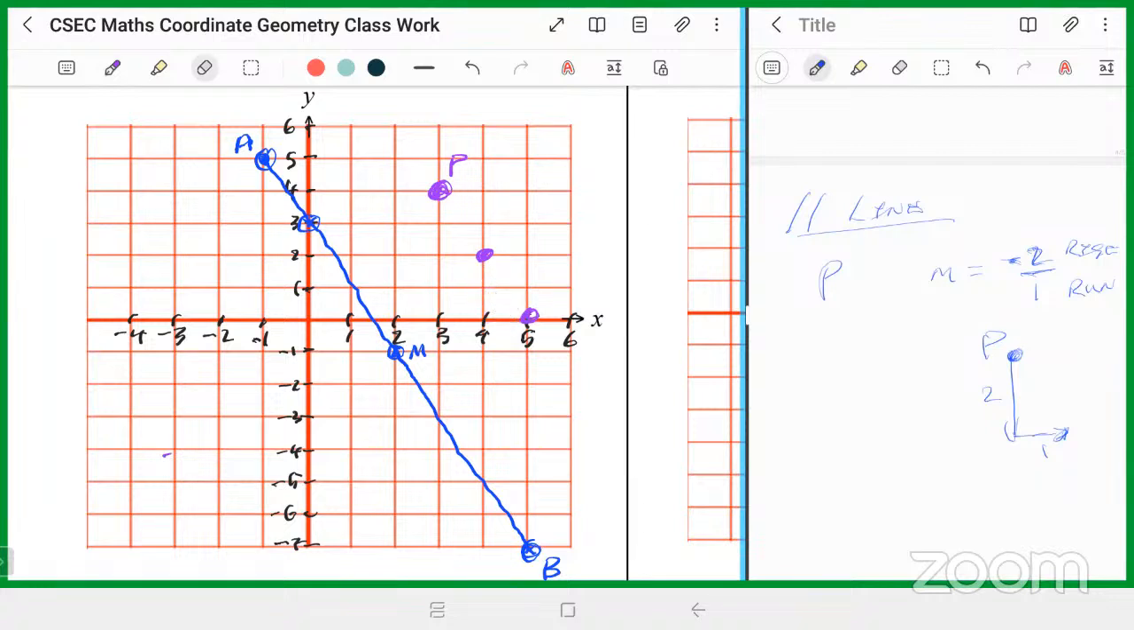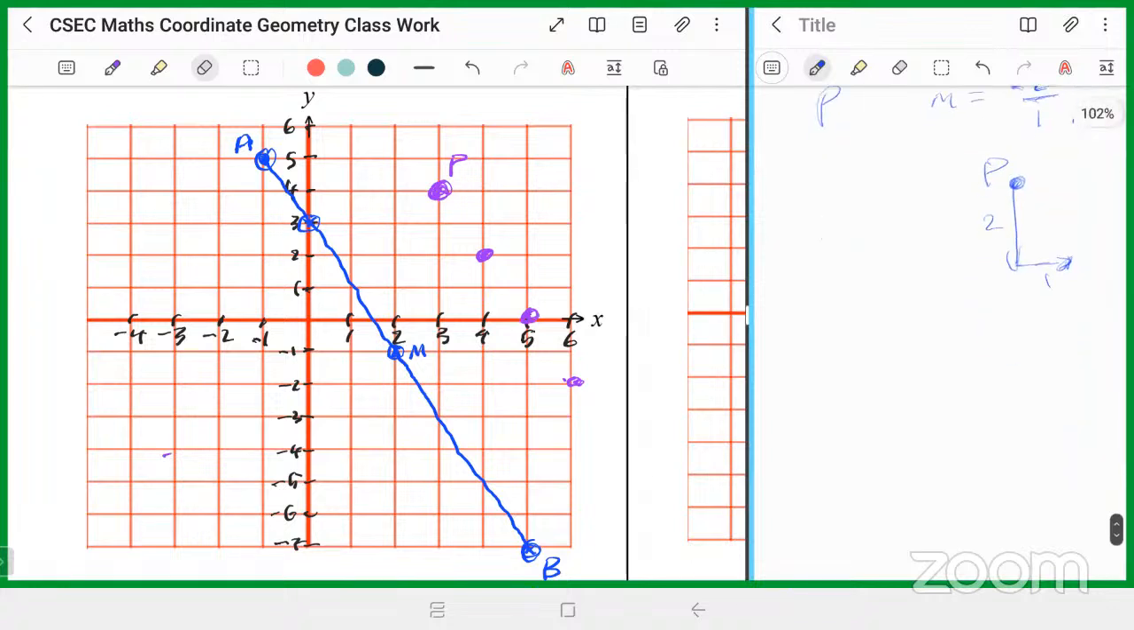Then from here we can continue. Rise -2 again. The negative means that you're going to go down and run 1 across. That's a point on the line as well. You can see that all those points line up.